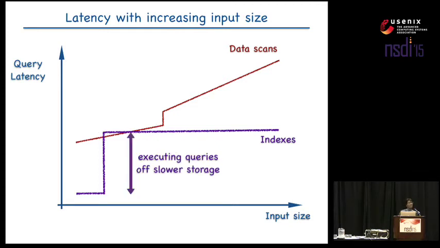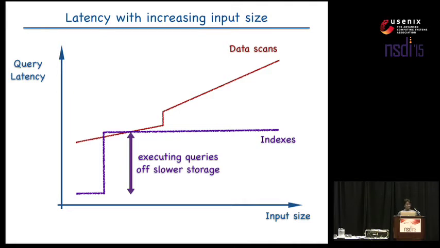So the question is, can we avoid paying this penalty? Can we somehow push more data into memory? That is how we started this project, Succinct, where we literally wanted to push more data into memory precisely for this reason. So let's see what Succinct does.